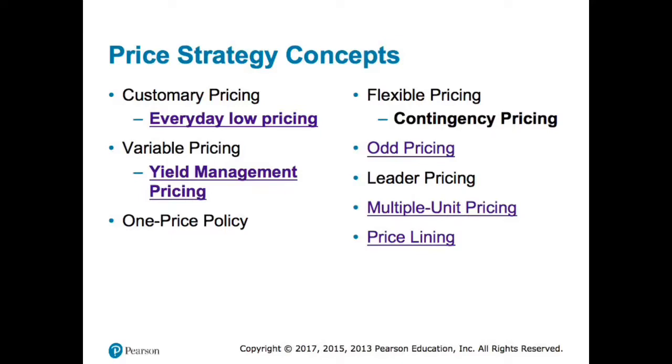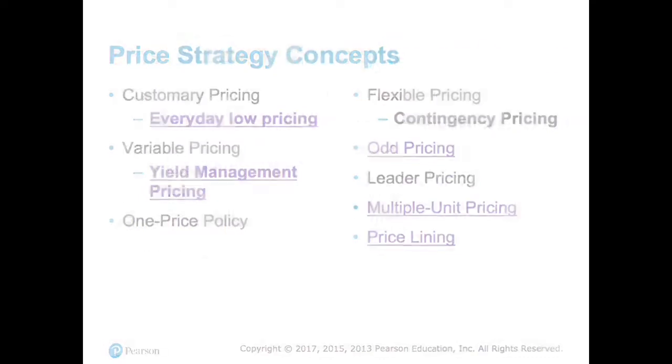Price lining. Rather than stock merchandise at all different price levels, retailers often employ price lining and sell merchandise at a limited range of price points, with each point representing a distinct level of quality. Retailers first determine price floors and ceilings in each category. They then set a limited number of price points within the range.